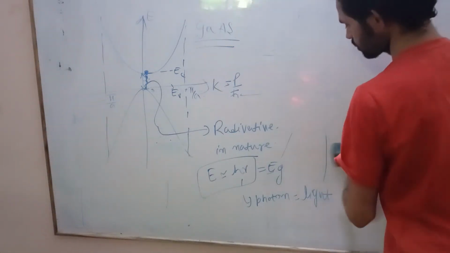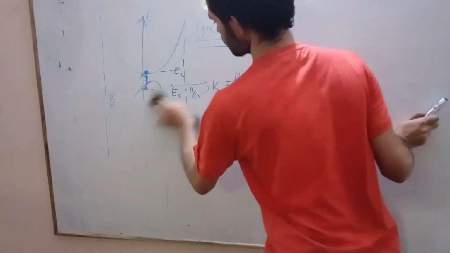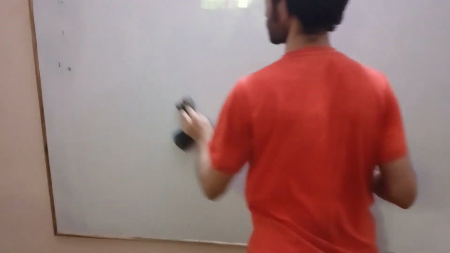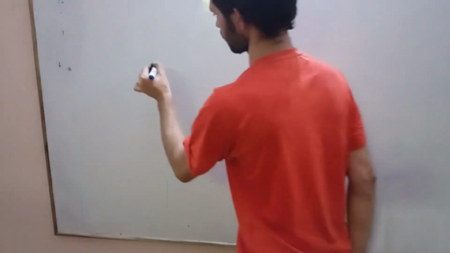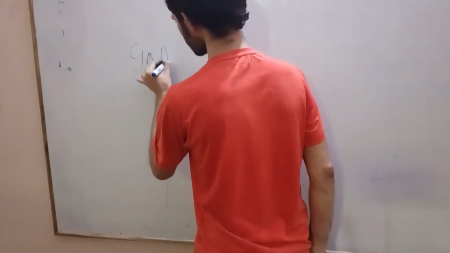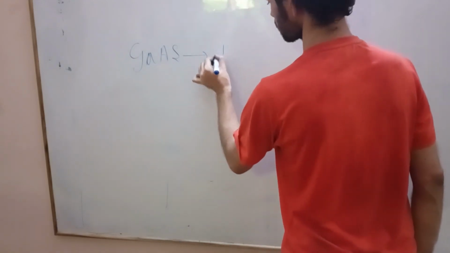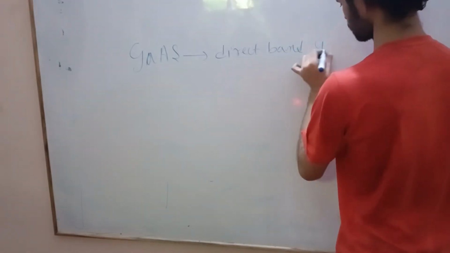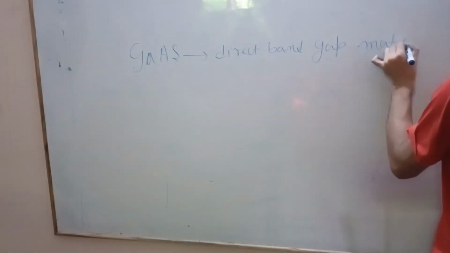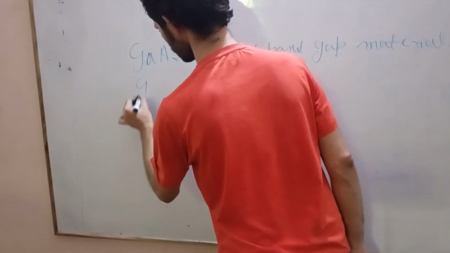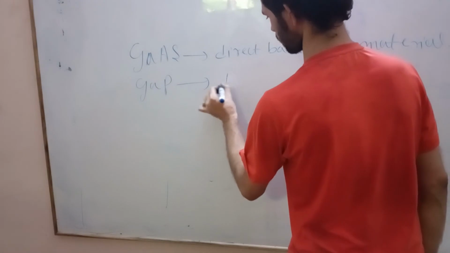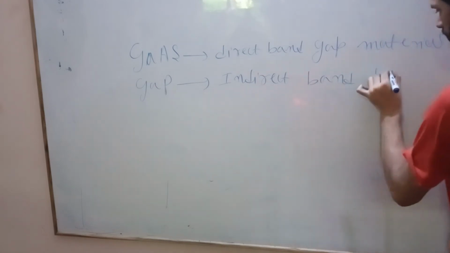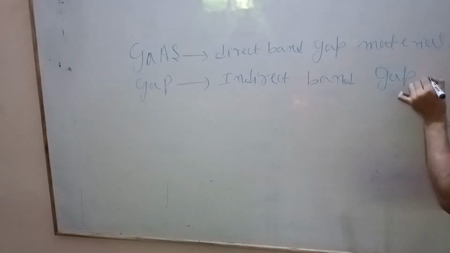Now if you see here, there are compound semiconductors that are also indirect band gap semiconductor materials. Gallium arsenide is a direct band gap semiconductor material. If I say gallium phosphide, it is indirect band gap material.